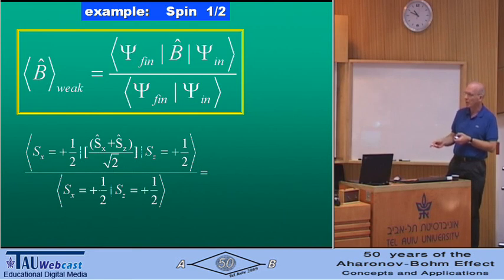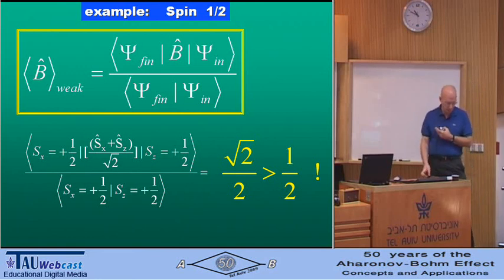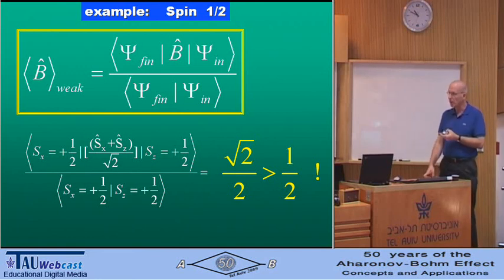Psi initial is Sz equals plus a half. Psi final for that particular example is Sx equals plus a half, and the operator B is the spin projection in the xz plane at 45 degrees. After 1 minute of calculation, we realize that the result is square root of 2 divided by 2, which reveals one of the non-intuitive aspects of a weak value.